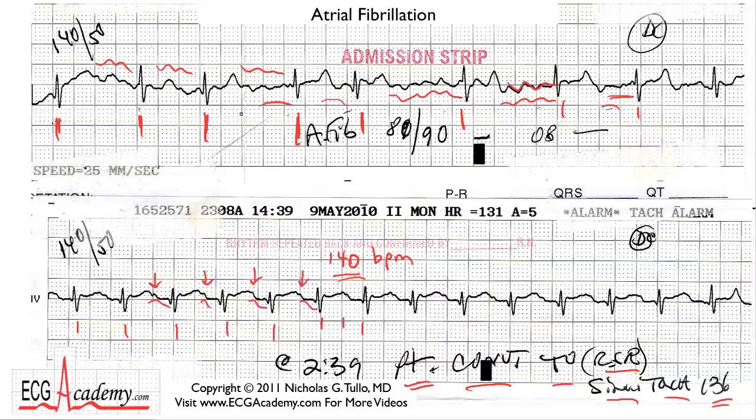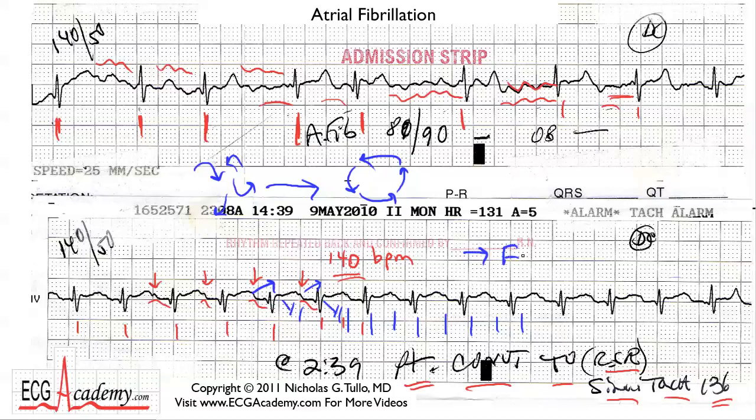But given that the patient was just in atrial fibrillation a short time ago, it's much more likely that the patient's chaotic atrial fibrillation became organized into an atrial flutter. And what you have down here now is atrial flutter with 2-to-1 conduction, where one conducts and this one blocks, and one conducts and this one blocks. So you have this atrial rate at 280 beats per minute, and it's just every other signal is getting to the ventricle.